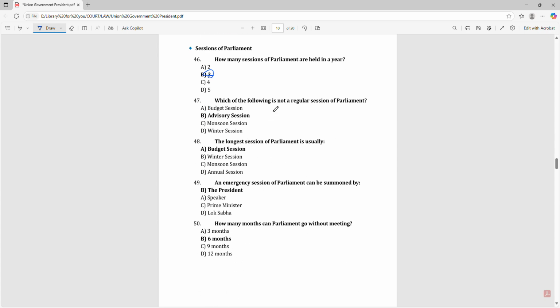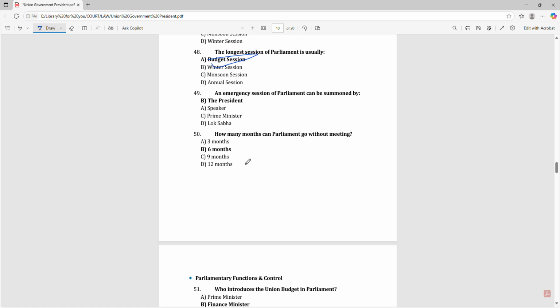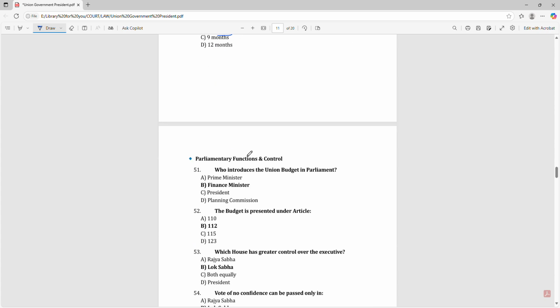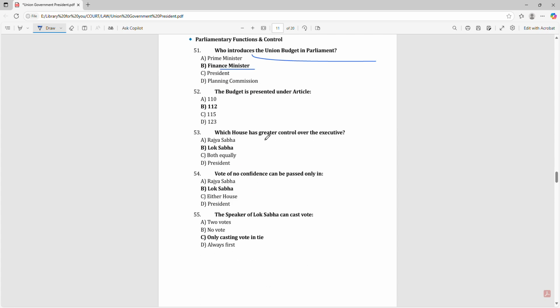3. Which of the following is not a regular session of Parliament? Advisory session. The longest session of the Parliament is usually the budget session. An emergency session of Parliament can be summoned by the President. How many months can Parliament go without meeting? 6 months. Who introduces the Union budget in the Parliament? Finance Minister. The budget is presented under Article 112.